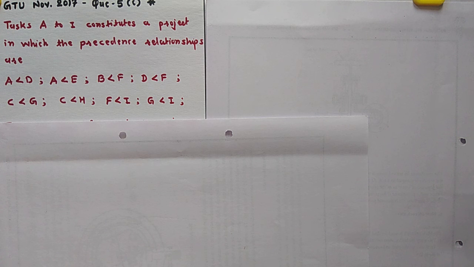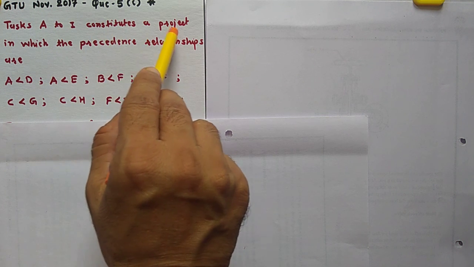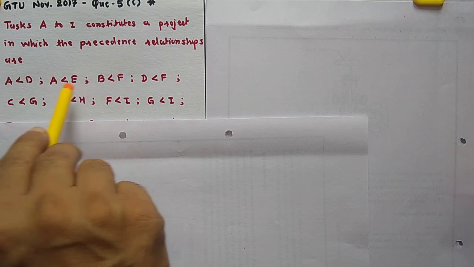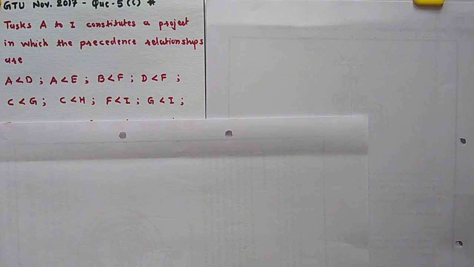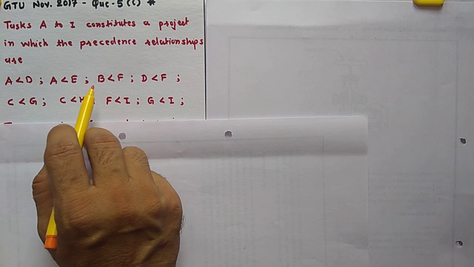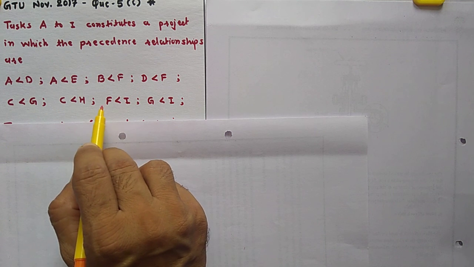Today we will discuss a GTU example which was asked in November 2017, question 5C. The example is: the tasks A to I constitute a project in which the precedence relationships are given in a symbolic notation. A less than D, A less than E, B less than F, D less than F, C less than G, C less than H, F less than I, and G less than I.